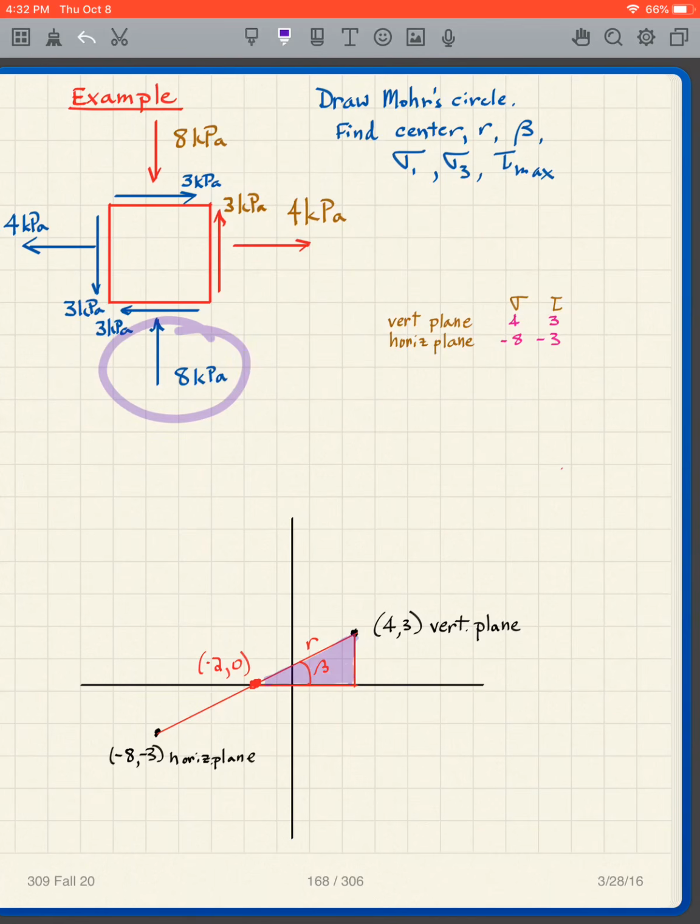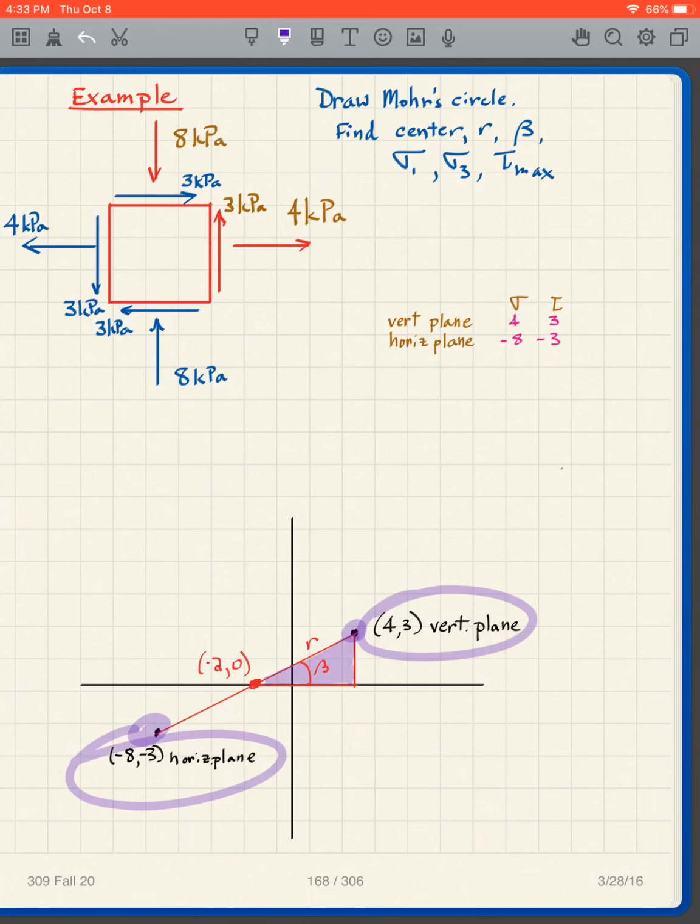This is -8 because it's compression. It's showing compression. That's -8. This is -3 because it is a counterclockwise rotation about the center. So -8, -3 for the horizontal plane. So the first thing I do then is I plot these points, and label them 4, 3, vertical plane, -8, -3, horizontal plane. So I draw that, just put on the points.